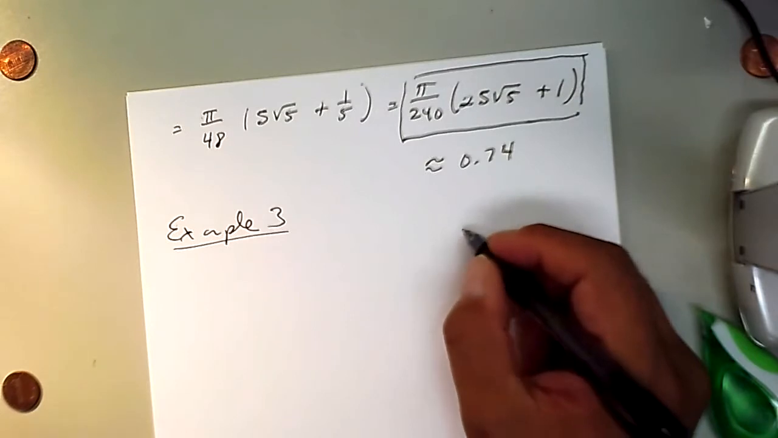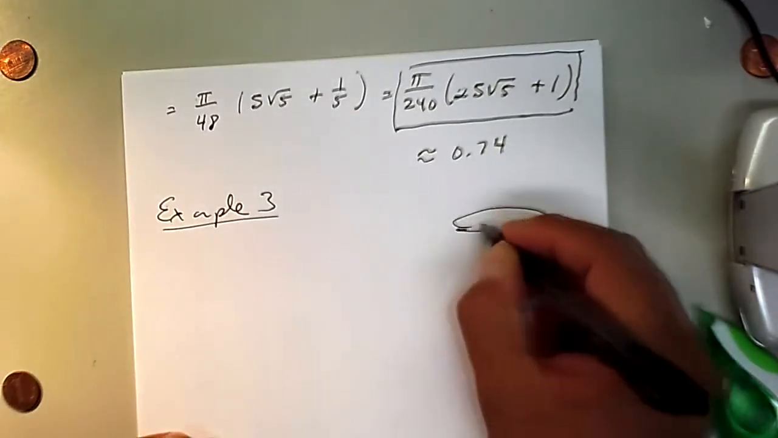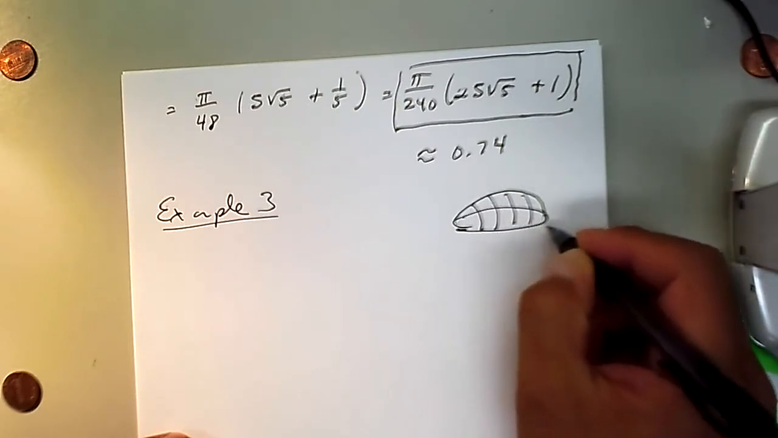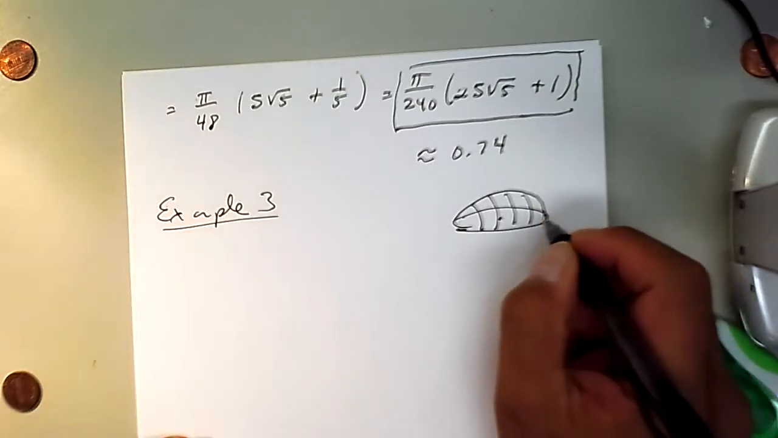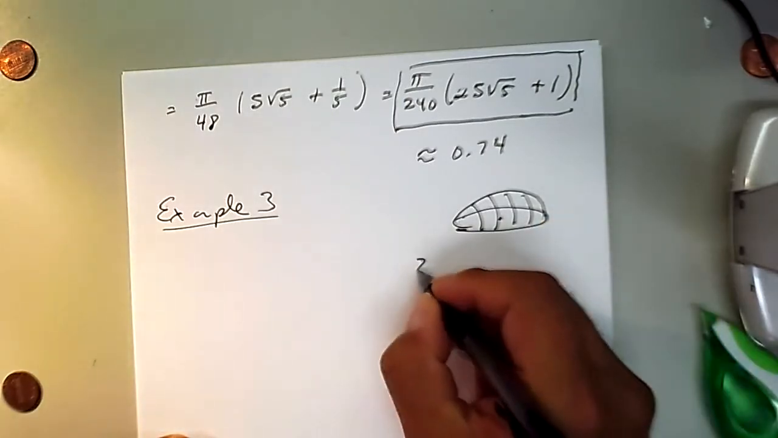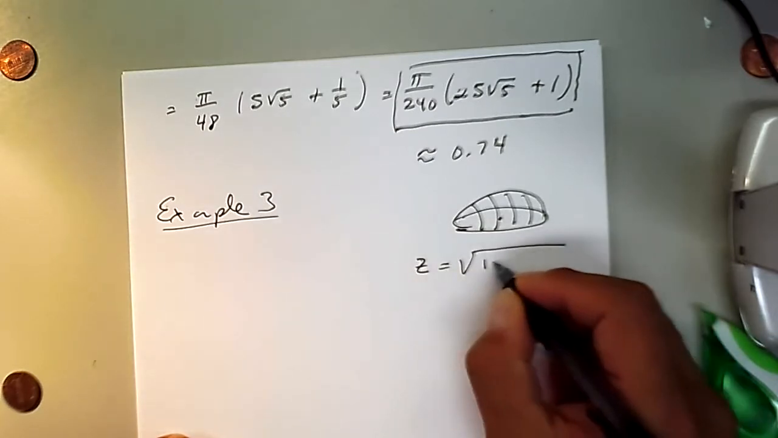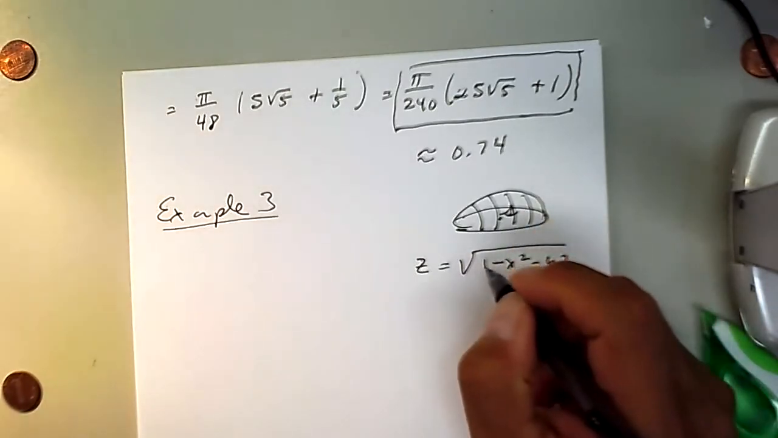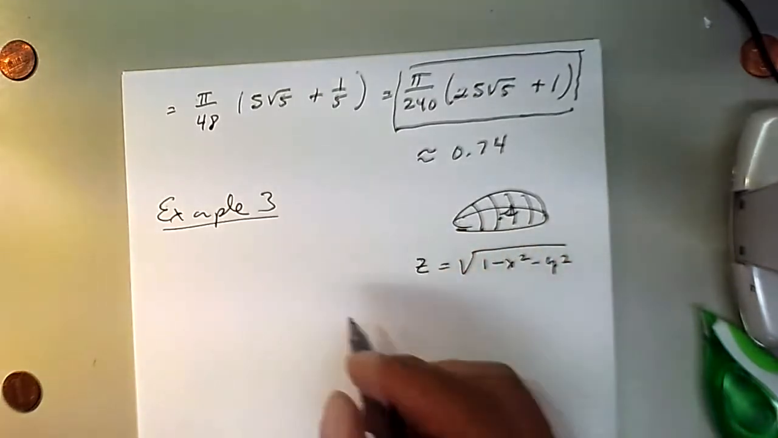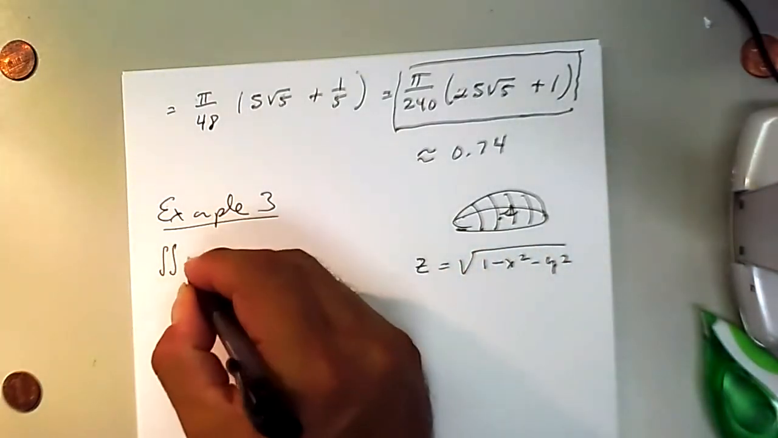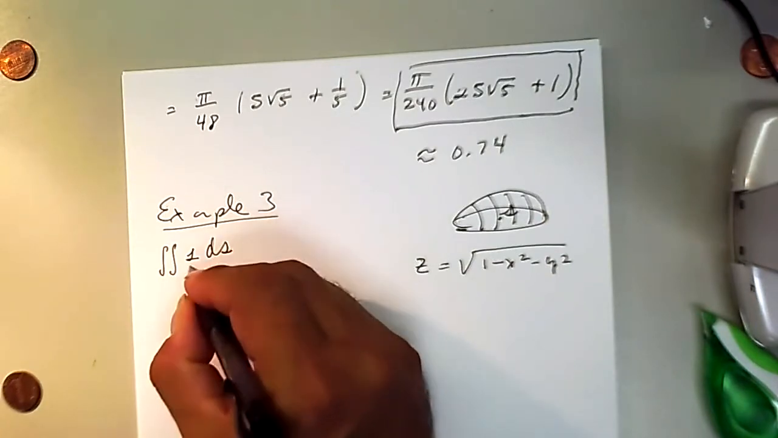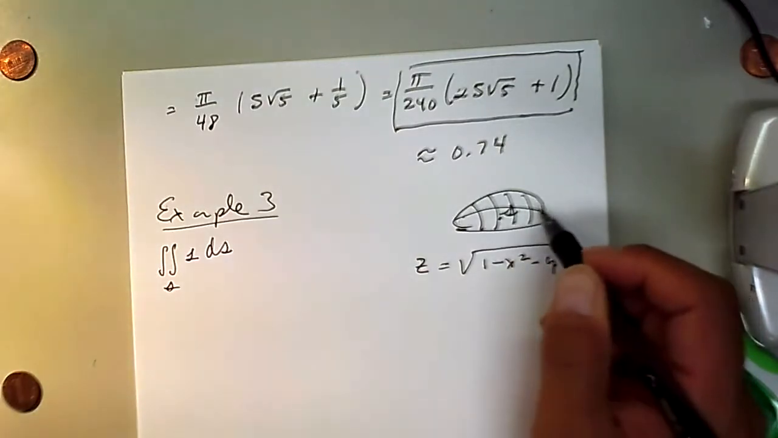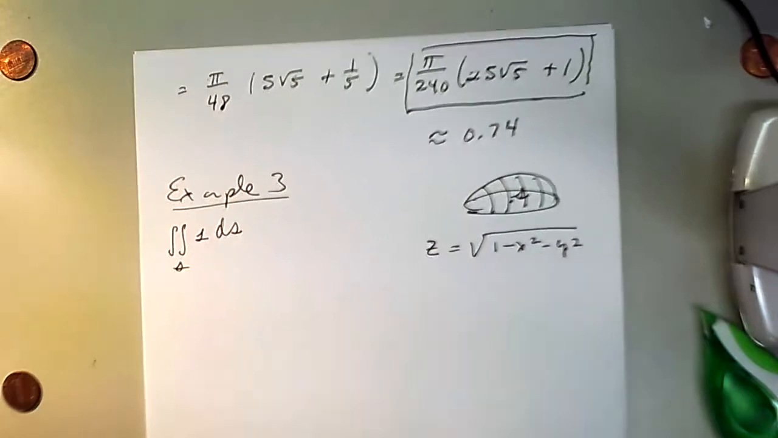Consider the semisphere, the unit semisphere. So this is just half of a sphere, center at the origin. And we know that z is going to be square root of 1 minus x squared minus y squared. So that is the surface S. And if we wanted to integrate 1, so we want to evaluate the double integral of 1 with respect to the surface. This is 1. So essentially, we want to find the area of the semisphere, which we already know what it is. But we want to use surface integrals to figure this out.